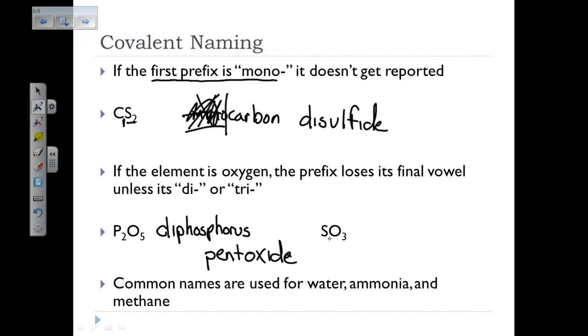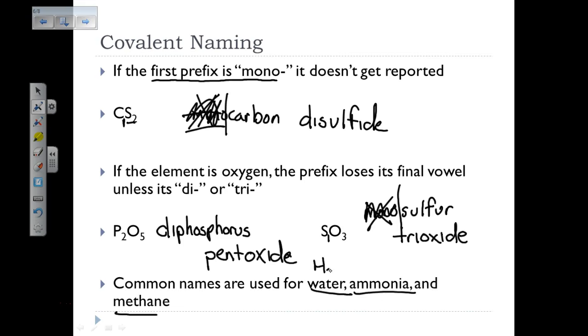And this is monosulfur trioxide, because that's tri, we don't drop that vowel. But this is also a mono. The first prefix is mono, so this would be sulfur trioxide. There are also three common names that we use, and those common names are water, ammonia, and methane.